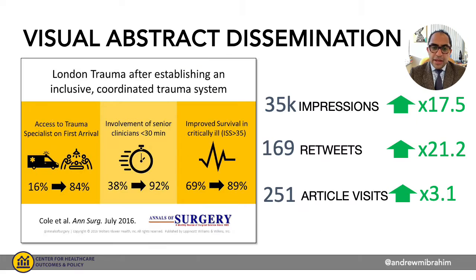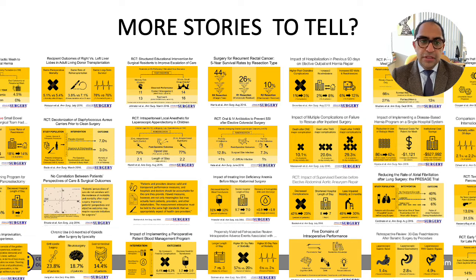I shared this as a visual abstract, and the impact was immediately obvious. It got seen 35,000 times in 2 weeks, and 250 people went on to actually read the article. Annals of Surgery had many good stories to tell. So over the next year, I created over 100 visual abstracts.